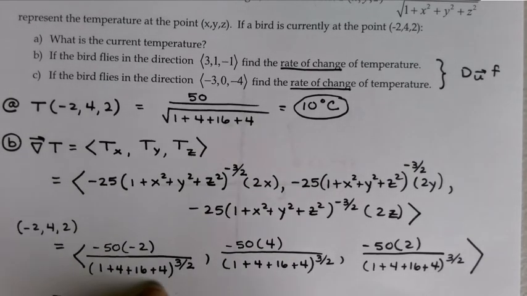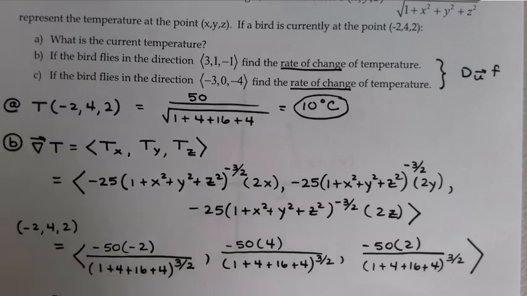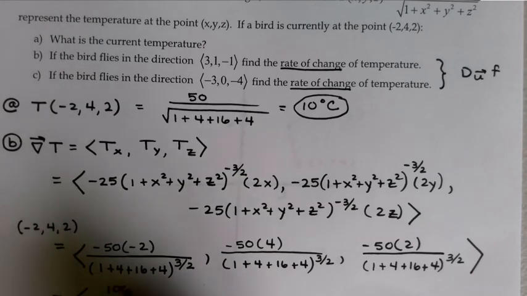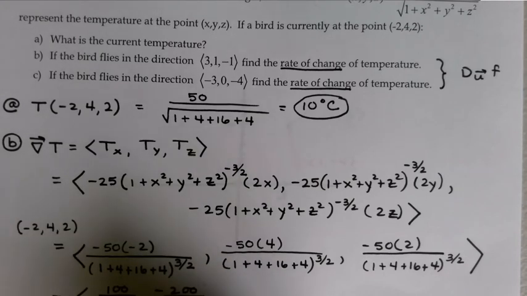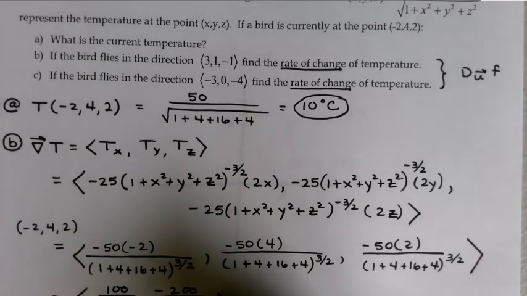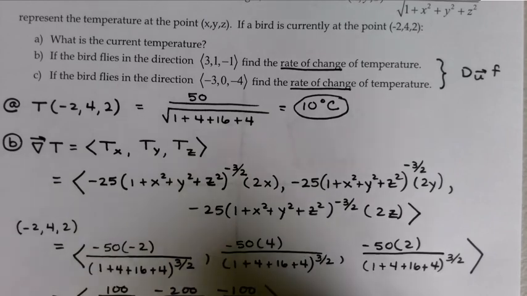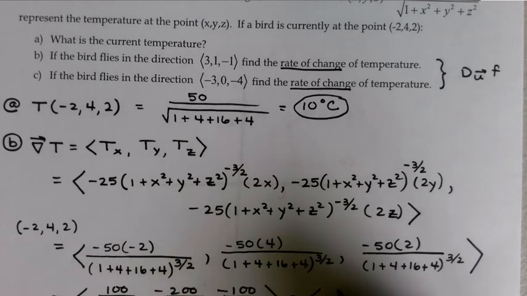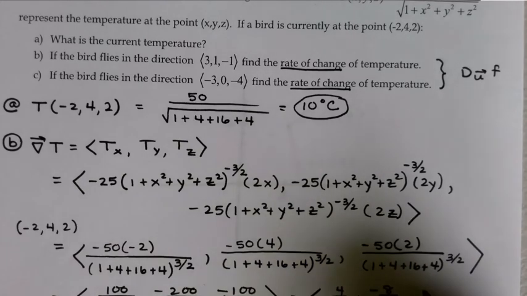All right, and again, this denominator, we already knew that that was 25 in there. So square root of 25 is 5, and 5 cubed would be 125. So I have 100 over 125, negative 200 over 125, and negative 100 over 125. Reducing that is going to give me 4/5, negative 8/5, and negative 4/5. Let's say it, I just can't write it. There we go.